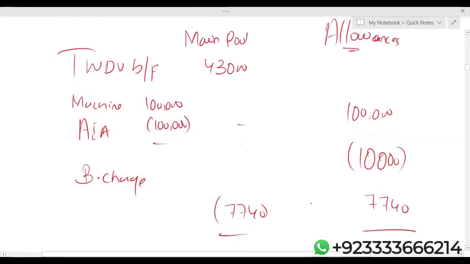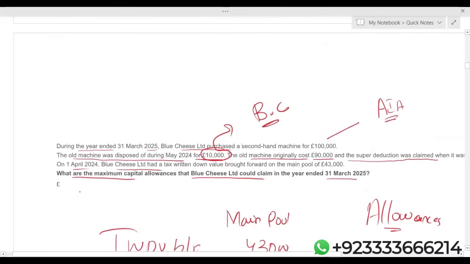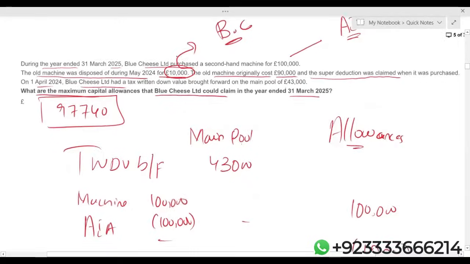So here comes the answer for your allowances. 1 lakh minus the balancing charge. Actually, the balancing charge reduces your capital allowance. So I'm getting 97,740. Again, we have to just write it. So let me repeat. The machine, the asset against which previously you have taken the super deduction, then the entire disposal proceed will be equal to the balancing charge.